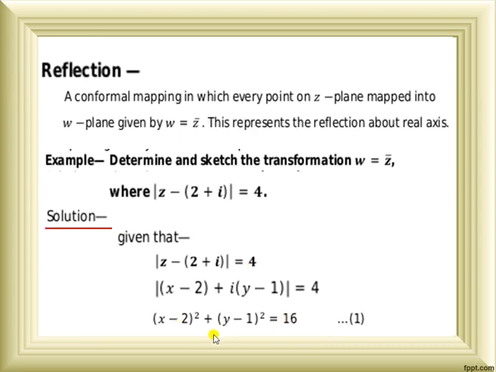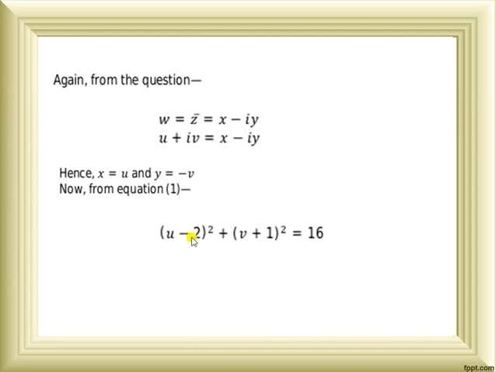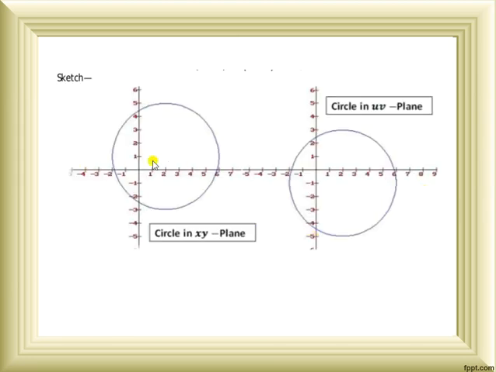In the z plane we have the circle with center 2 comma 1 and radius 4. In the w plane also we have a circle with center 2 comma minus 1, radius 4. So this is the transformation of this corresponding problem. This is in the z plane and this sketch is in the w plane.